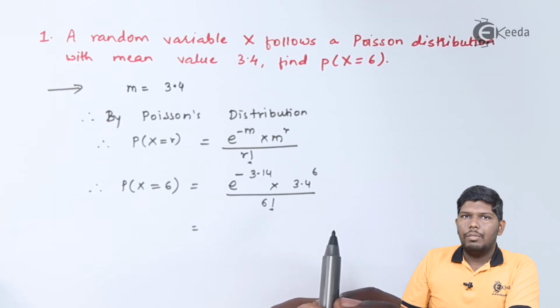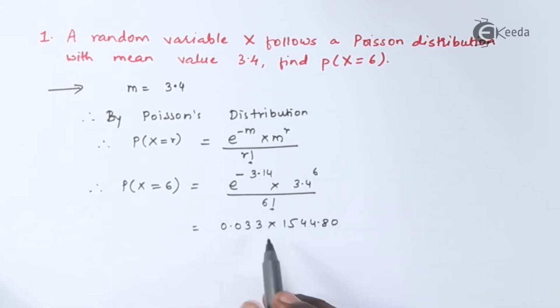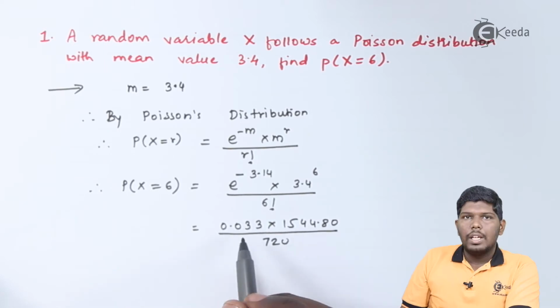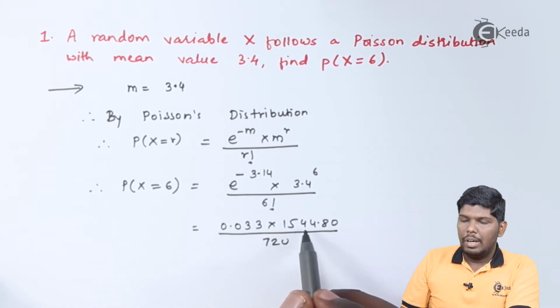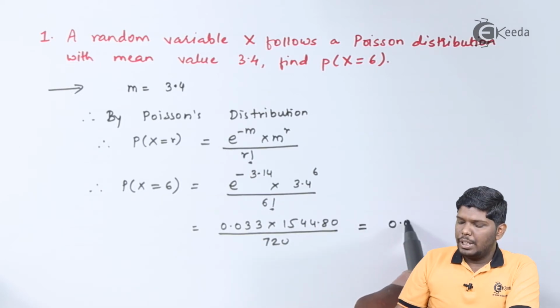On further solving, we have 0.033 into 1544.80 upon 720, which will give you 0.072.